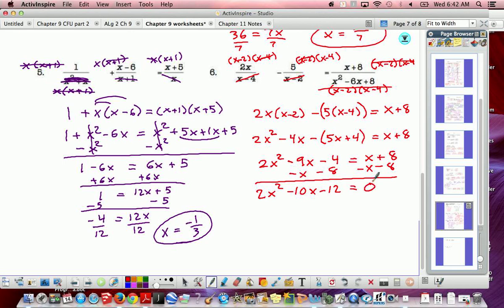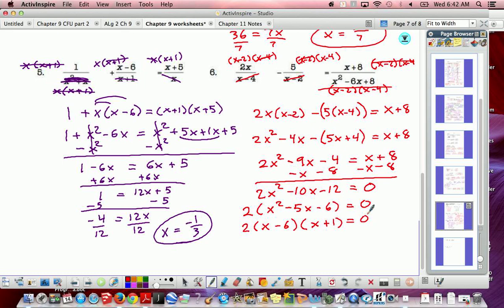Now to help myself a little bit, I see that a 2 goes into all of them. So I can factor out a 2. I have x squared minus 5x minus 6 equals 0. Now this is what's nice. Factors of negative 6 that add up to negative 5 do exist. X minus 6, x plus 1.